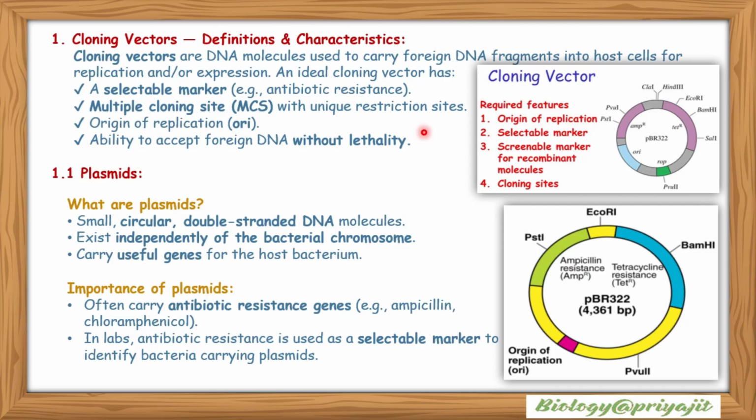The first cloning vector is the plasmid. So we have to know what plasmids are. Plasmids are small circular double-stranded DNA molecules. They exist independently of the bacterial chromosome. They carry useful genes for the host bacterium. Importance of plasmid: the image shows the required features of a plasmid. It often carries antibiotic resistance genes, such as ampicillin and/or chloramphenicol. In the laboratory, antibiotic resistance is used as a selectable marker to identify bacteria carrying plasmids.